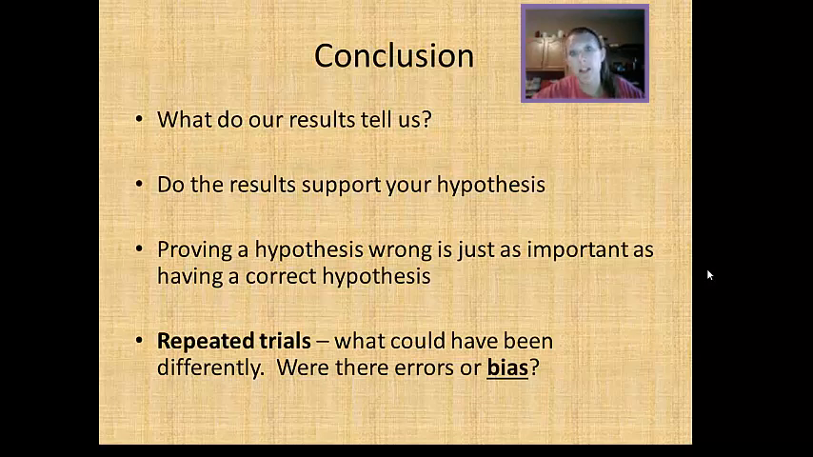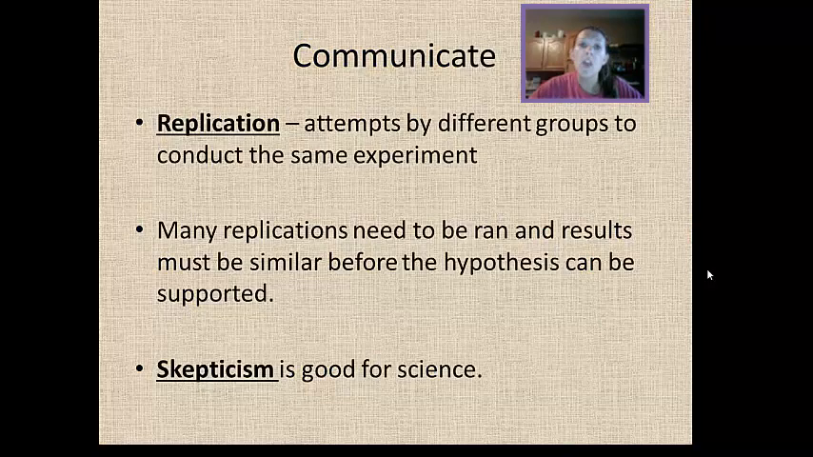What could have been done differently, were there errors, and you need to have repeated trials. And in science, you have to have a lot of repeated trials in order for a hypothesis to be accepted into the scientific literature. So in order to communicate your results with the scientific community, there has to be replication. So attempts by different groups to conduct the same experiment. Researchers might share their results with a colleague from another university or somebody from a different country. Many replications have to be run, and the results have to be similar before the hypothesis can be supported.